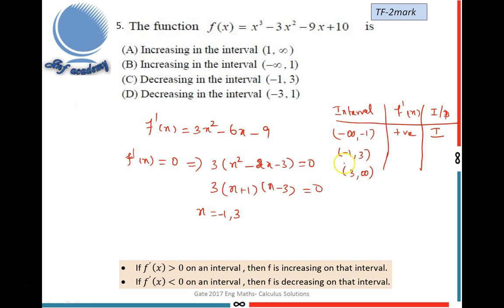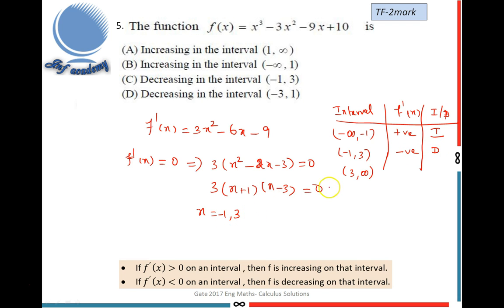Next, minus 1 comma 3. In that interval I substitute a value, say 0. I substitute 0, this is positive, this is negative. Multiplication of positive and negative is negative, so in that interval f is decreasing.